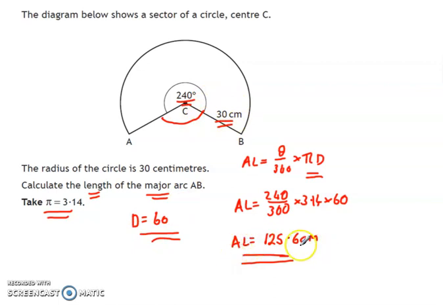Final key thing we need to make sure of is the units. It's a length, so it's centimetres. If it was the area of the sector, we'd square it and we'd have square centimetres. Because it's a length, we just stick to centimetres.